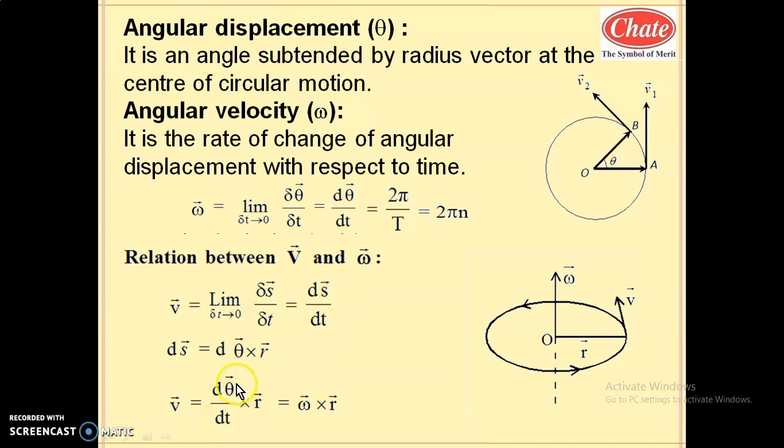So what is delta theta by delta t? Delta theta by delta t, that is d theta by dt, is nothing but the omega. Hence v equals omega vector into r. So apply the vector product concept to this expression, and apply the right hand rule.